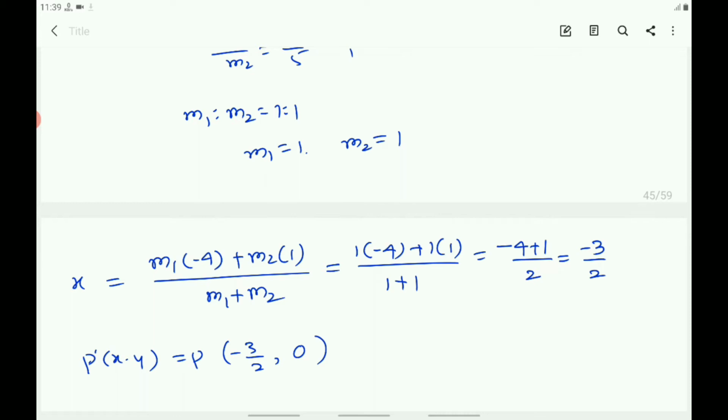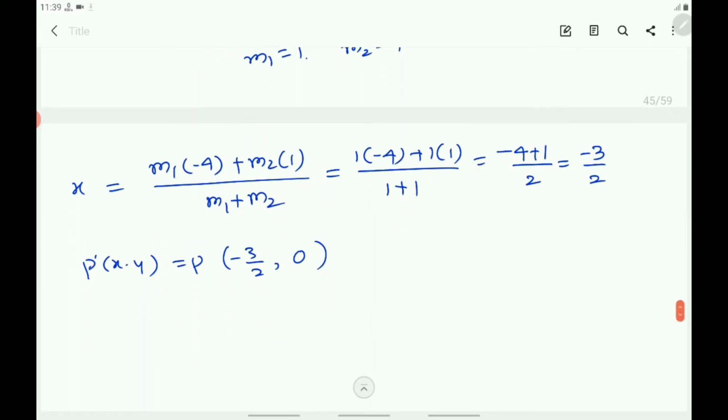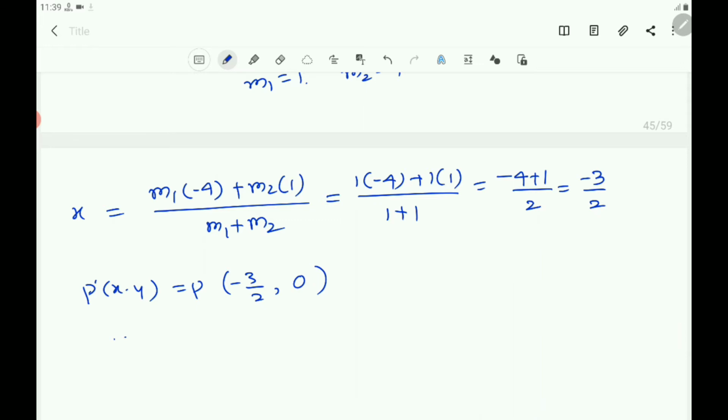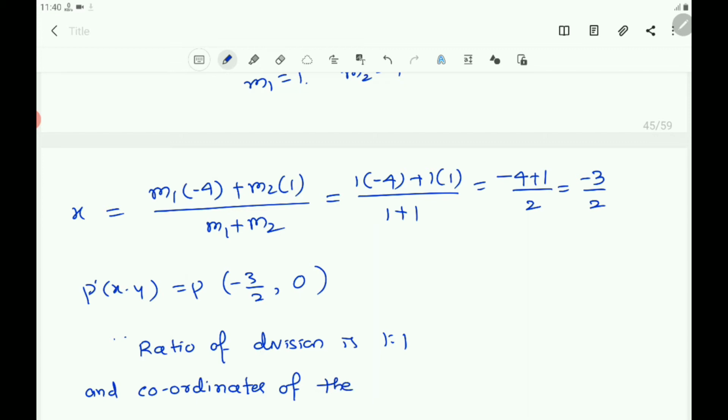So you write, therefore, the ratio of division is 1:1, and the coordinates of the point of division are (-3/2, 0).